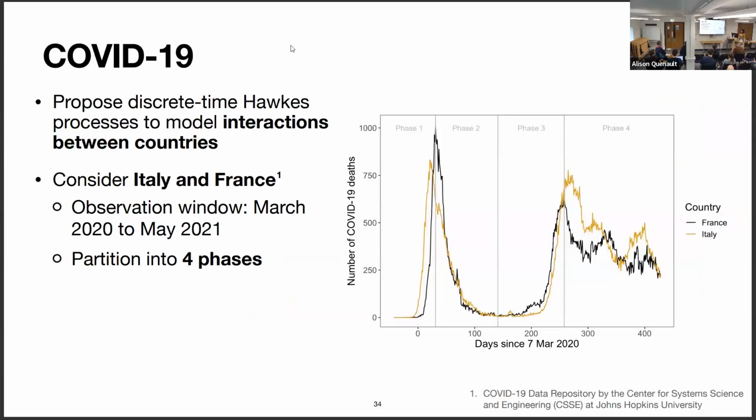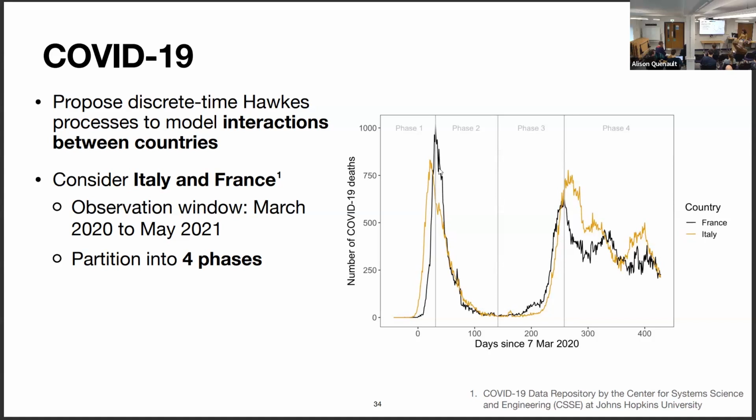So we're proposing Hawkes processes to model these interactions, multivariate Hawkes processes. Have we heard about them? Okay. In this case, we're taking as an example just Italy and France. Our observation window is the start of the pandemic through to May 2021. This was when I was working on it, so that was all the data we had at the time.